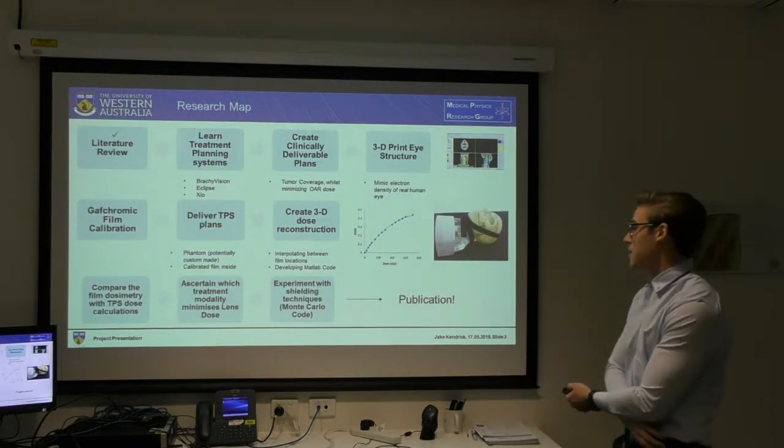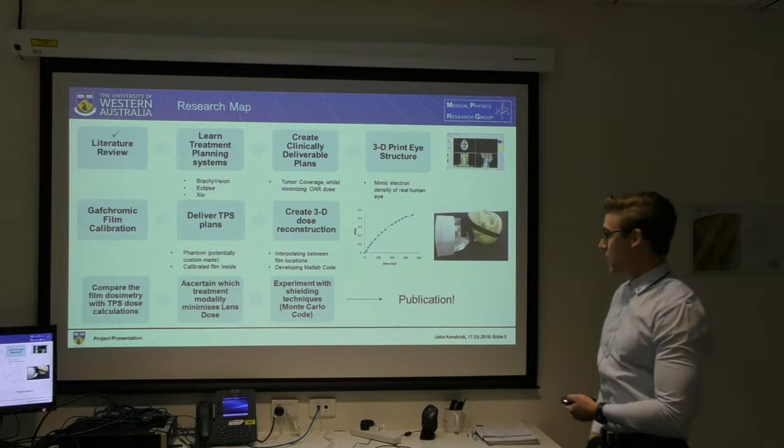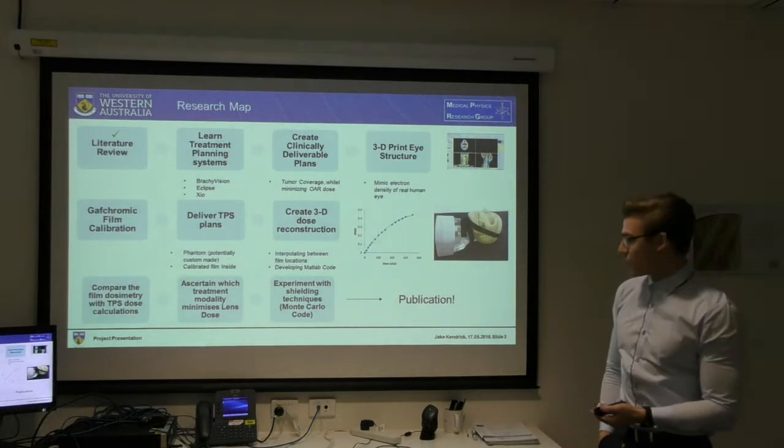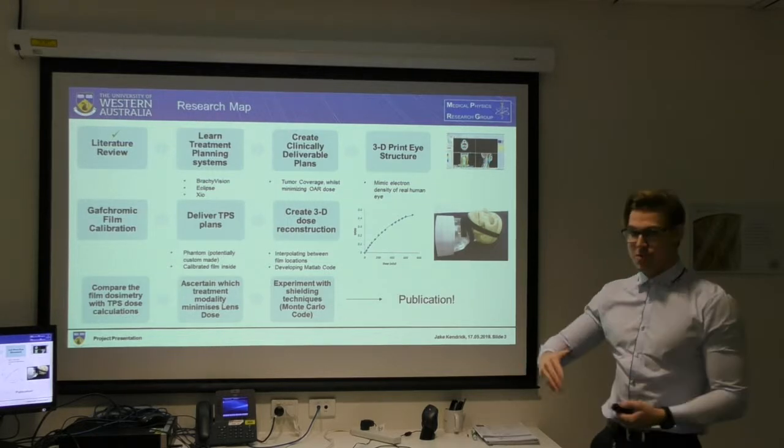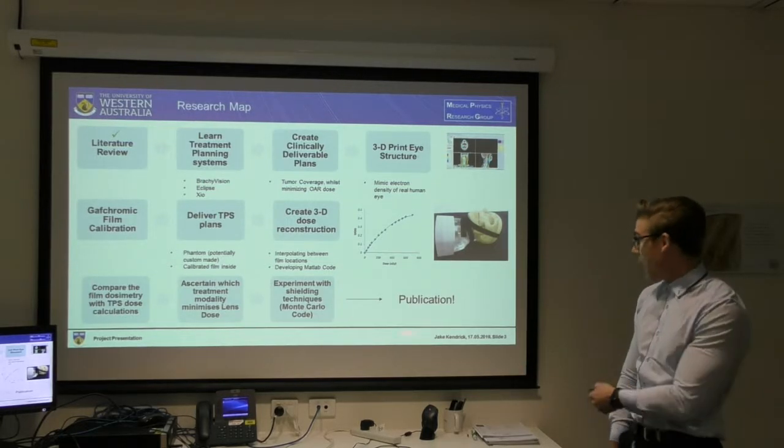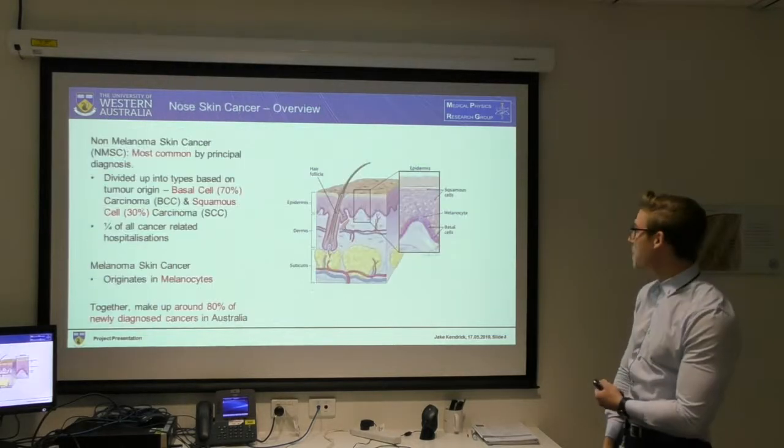and if there is time at the end, we will perform some experimentation with shielding techniques for the eye as well to see if there's a particular combination of materials that is most conducive to reducing the dose to the eye lens. Hopefully that results in a publication.